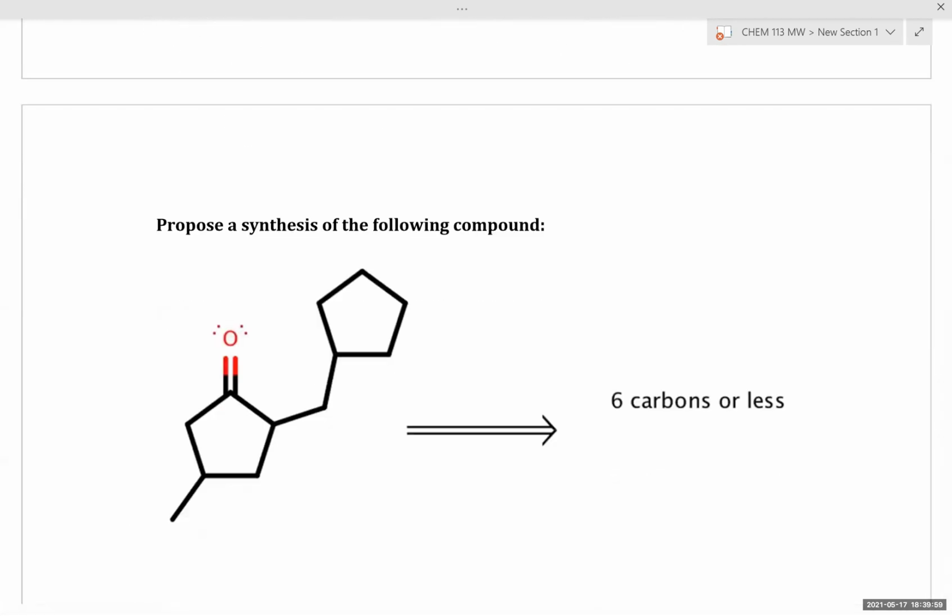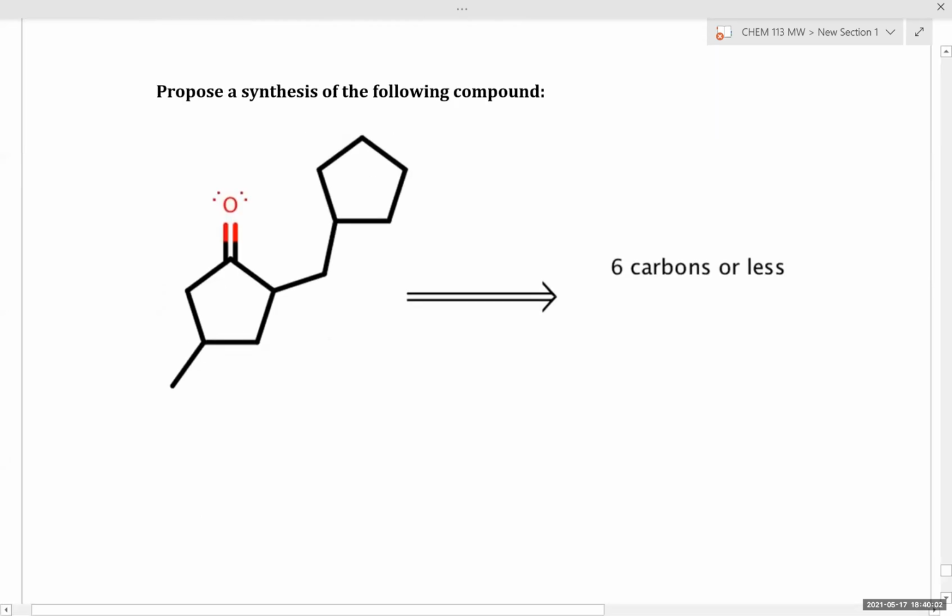Okay, so let's try to apply what we've learned. Let's try to apply what we've learned here, and let's try to propose a synthesis of the following compound. And let's make this very straightforward and just propose a synthesis of this compound from starting materials that have 8 carbons or less. And I just want to emphasize that when we're planning a synthesis, utilizing a beta ketoester or a malonic ester can be quite useful if you want to regioselectively alkylate at only one alpha position.